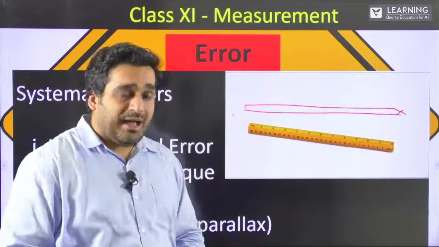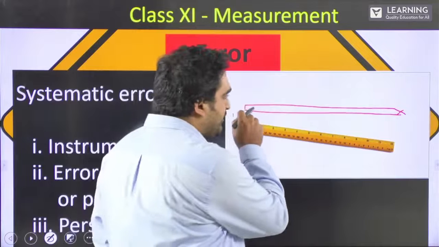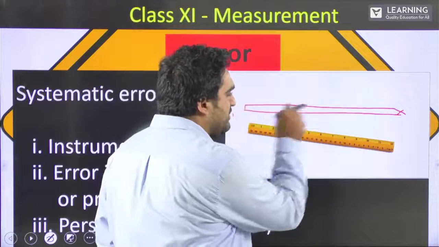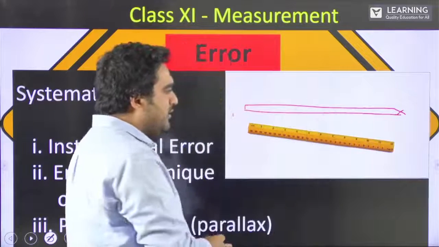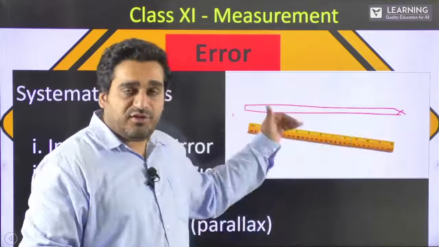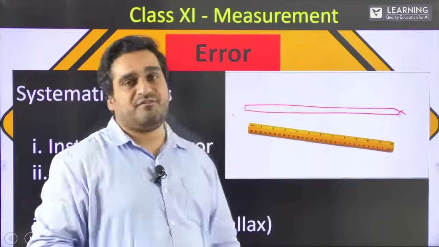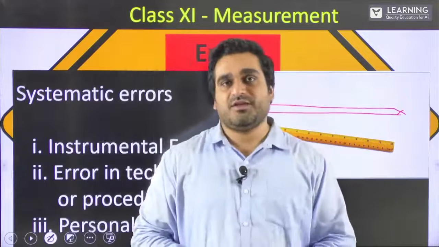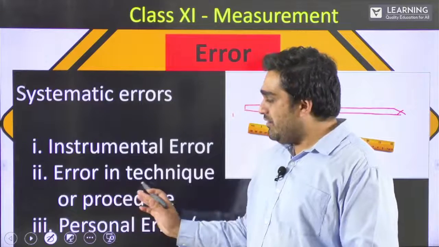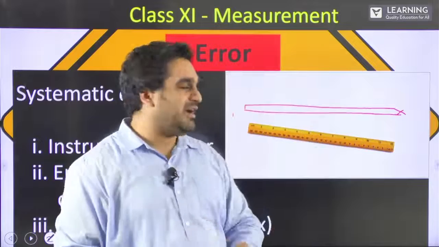Now, if they're not parallel, if it is something like this, you see, you have this pen or pencil which is placed horizontally, but this scale is slightly tilted. Now, if you try to make a measurement, you get a different value which is away from its true value. So this is error due to the technique or the procedure when it comes to measuring a given object.